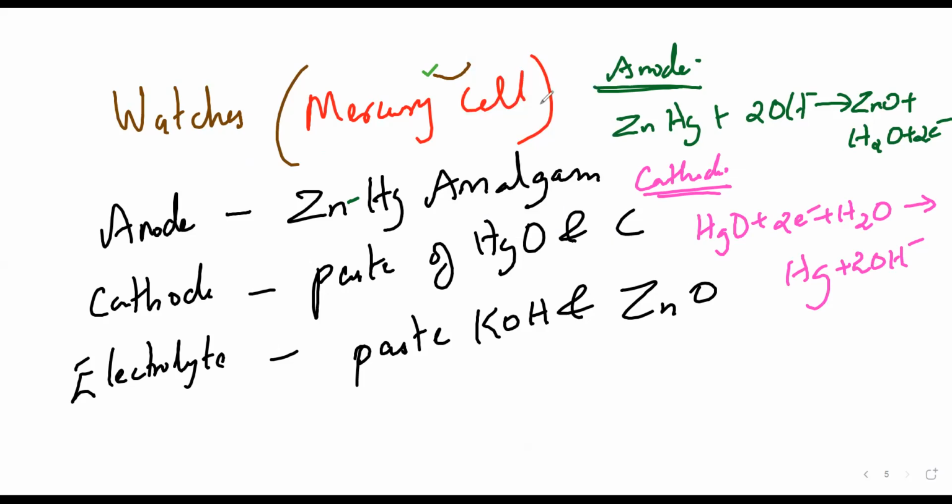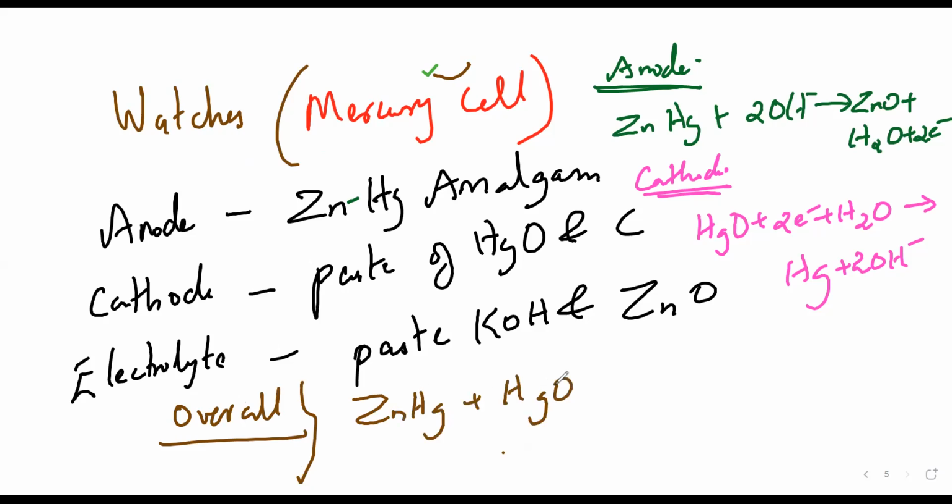Okay, so if you ask me what the overall cell reaction of this is, I'll write down here ZnHg plus HgO. I'm cancelling out the electrons and water. Okay, we'll get ZnO plus Hg.